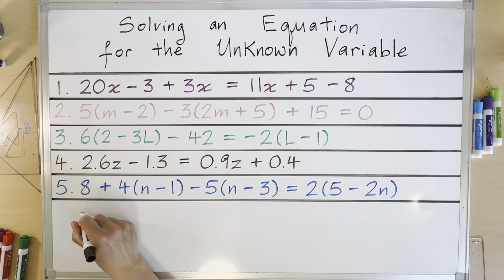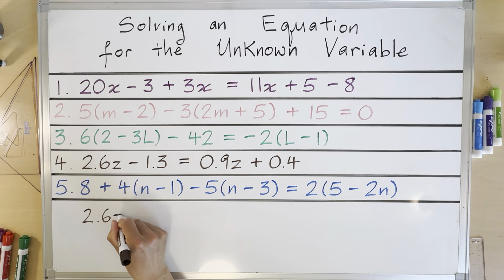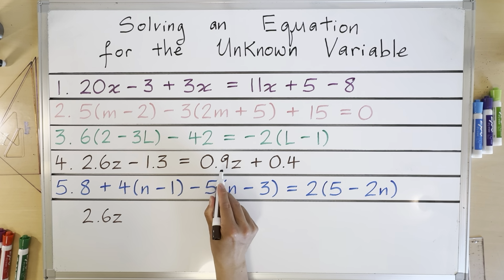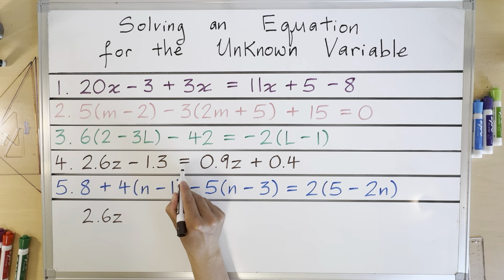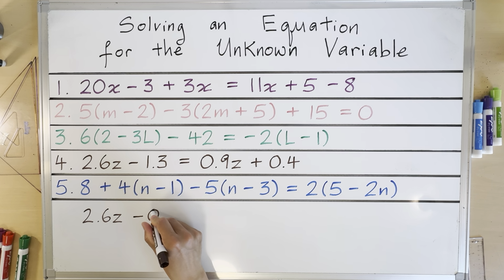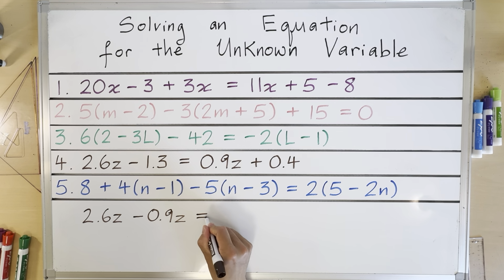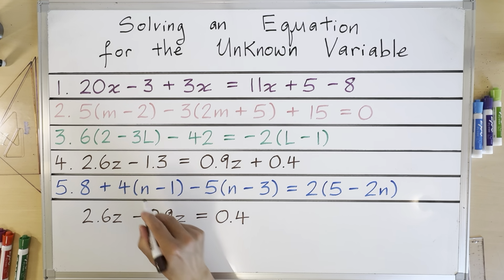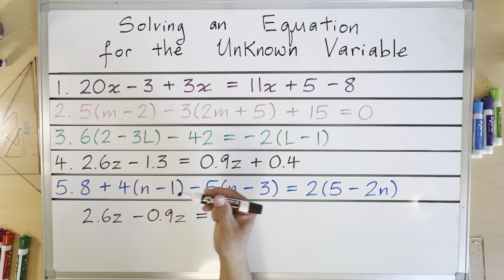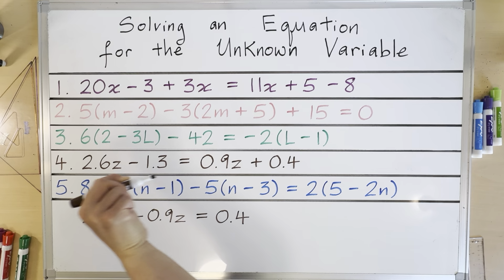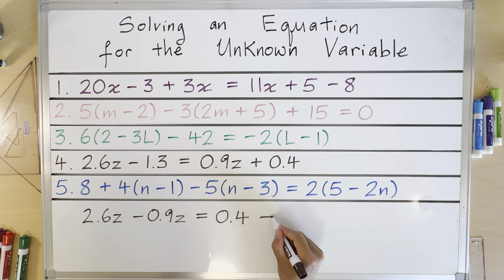So here we go. On the left side of the equation, we have 2.6z, and positive 0.9z, when moved from the right side of the equal sign to the left side of the equal sign, becomes negative 0.9z. Here we have positive 0.4, that stays right here. Negative 1.3, when moved from the left side of the equal sign to the right side of the equal sign, becomes positive 1.3.